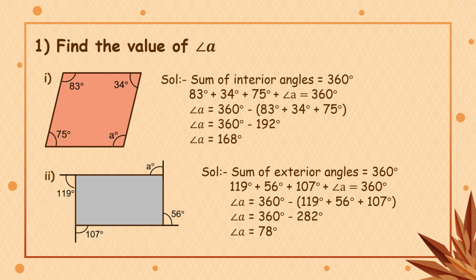What is the sum of the exterior angles of a quadrilateral? 360 degrees, because we proved it, no? In the experiment or activity we performed, we proved it. So, the sum of the exterior angles of a quadrilateral is equal to 360 degrees. Same thing, you just add it, equal to 360 degrees, and subtract it from 360 to get angle A. In a similar way, we are going to solve such questions where we have to find the missing angle.